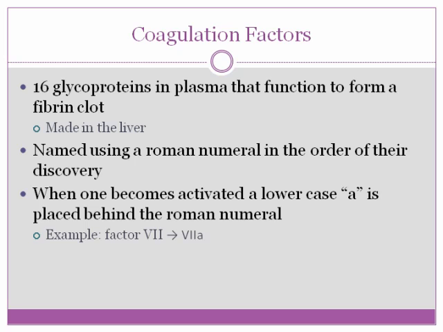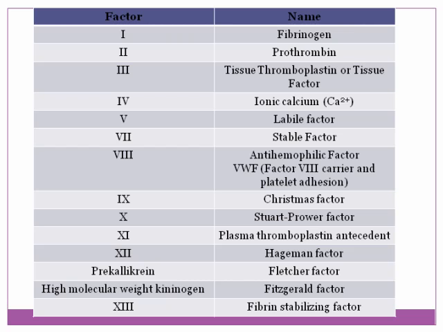The other quick note is that anytime one of these proteins or factors becomes activated, we place a little A after the Roman numeral to indicate that it's activated. So I have an example there. Factor 7 goes to 7A, meaning that 7 has now been activated. All right, so here's all your proteins. And lucky for us, you have to know both names. You have to know that factor 1 is fibrinogen.